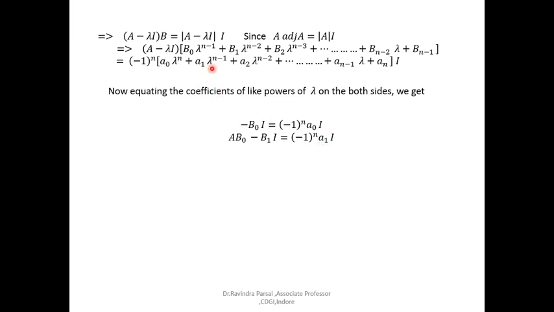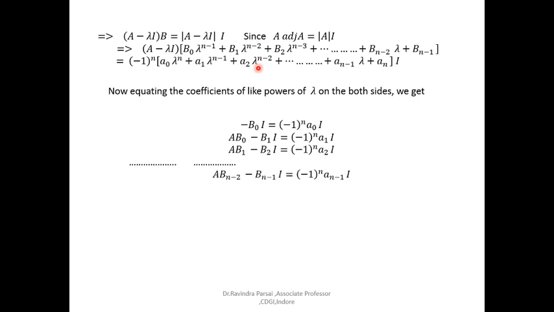That is, by equating the coefficient of lambda raised to n minus 1, then you equate the coefficient of the next power, lambda raised to n minus 2. You will get this, and so on, up to the last step, where you equate on both sides the coefficient of the constant terms.